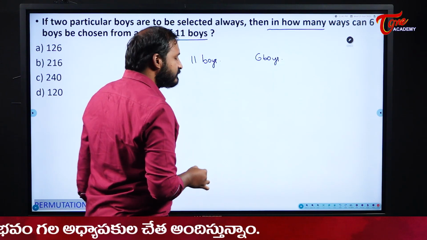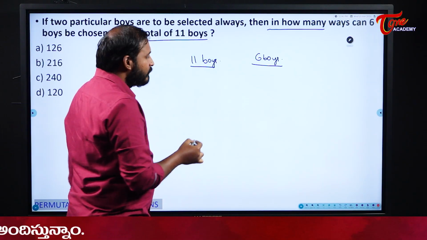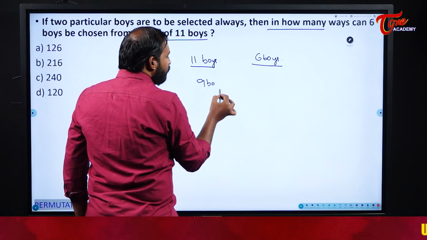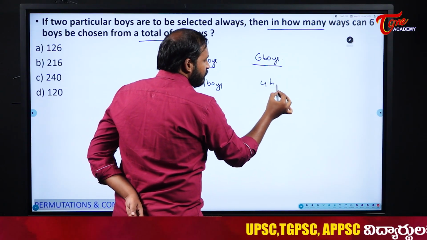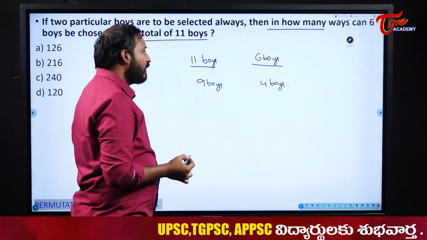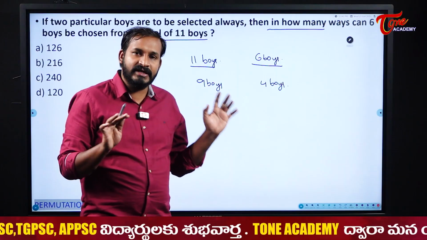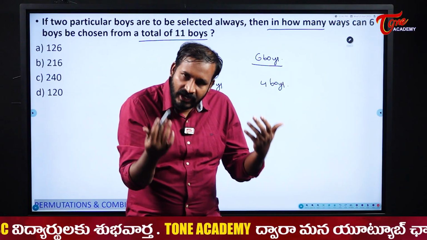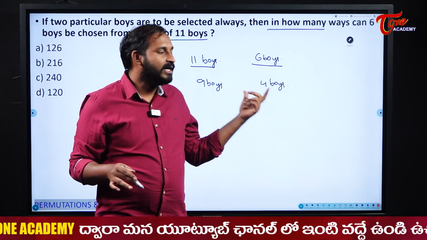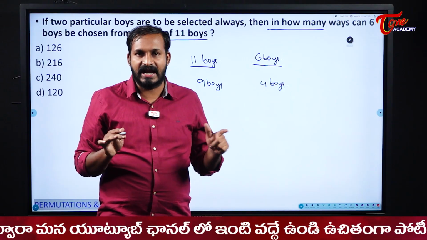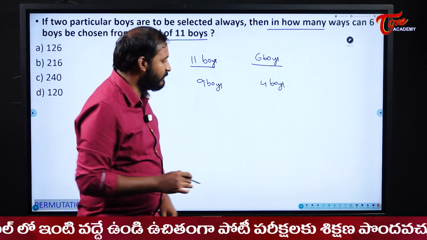Already 2 are selected, right? Already 2 are selected means out of 11 boys, how many are available for me now? 9 boys are available. And of these 6, 2 are already selected, right? So how many more I need to select? 4 boys more. Am I correct or not? Out of 11 boys available, 2 are already selected. Why? Because by default they are selected. Always selected means they are by default selected. And I need to choose 6 boys. In that 6, the same 2 are there, right? Yes. That means after those fixed candidates, I will be left with 9 boys. From those 9 boys, I need to choose 4 boys. In how many ways can I do that?